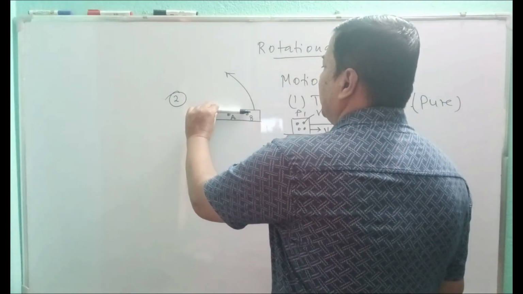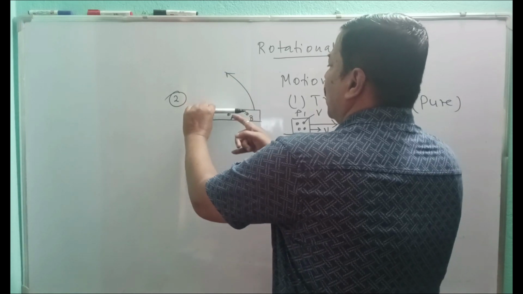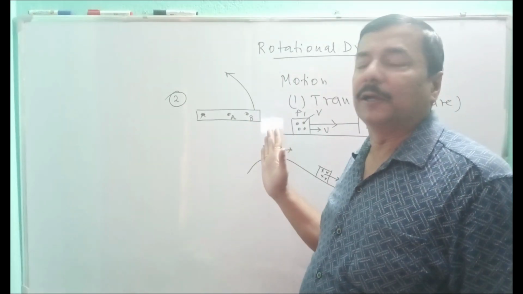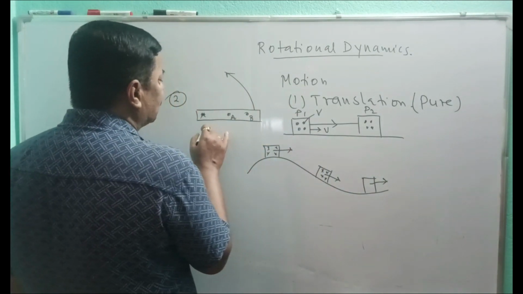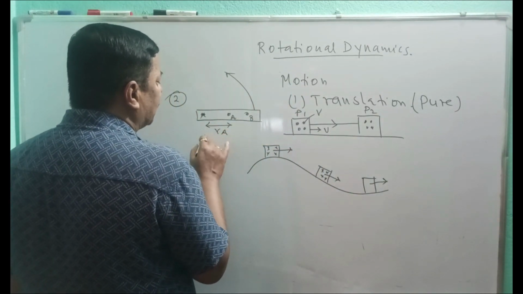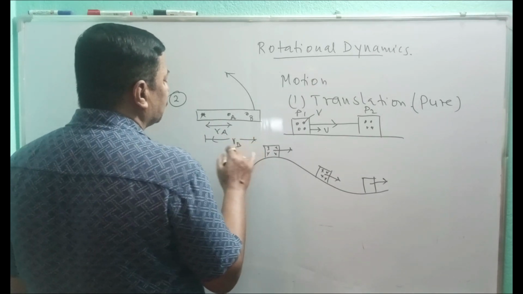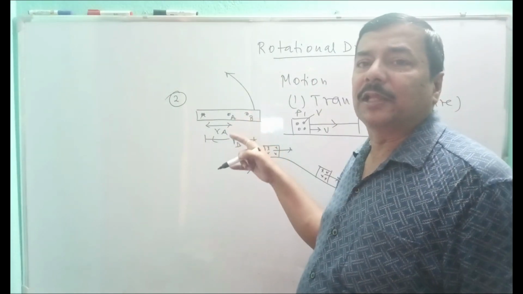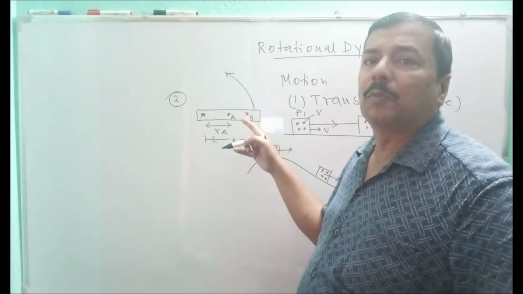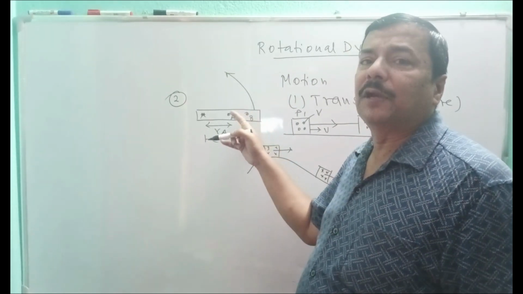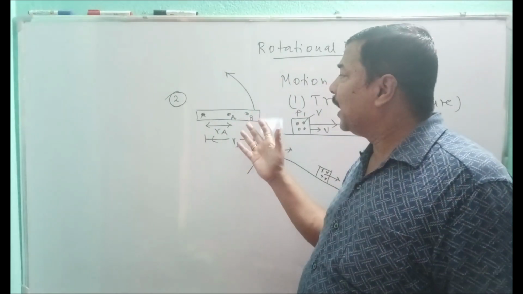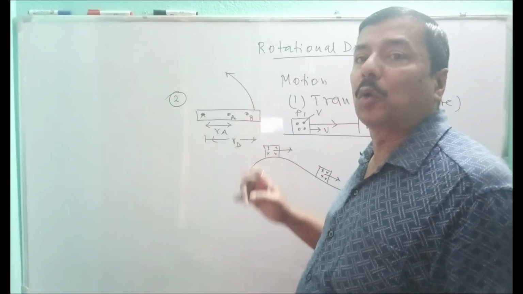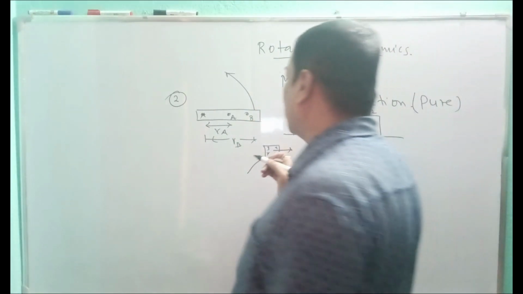See, here B has a circular path. A also has a circular path. It is a different matter that the radius of the two paths is different. So if we consider this distance as RA and this distance as RB, in this situation every particle, every constituent of the body rotates in a circle. So it is circular motion. Every particle has circular motion, and the radius of the different particles is different. In this way, the knowledge of circular motion is also required to understand this type of motion, and this motion is called pure rotation.